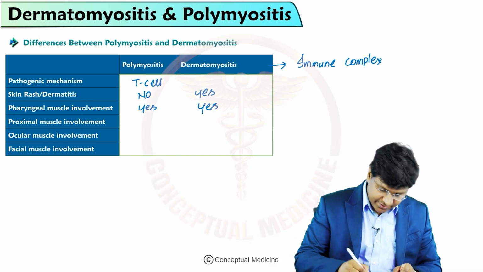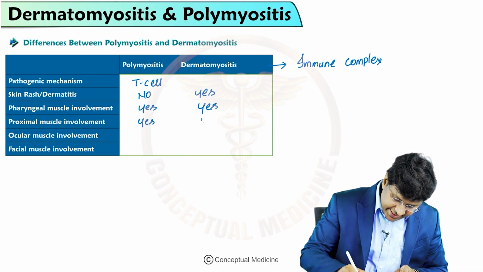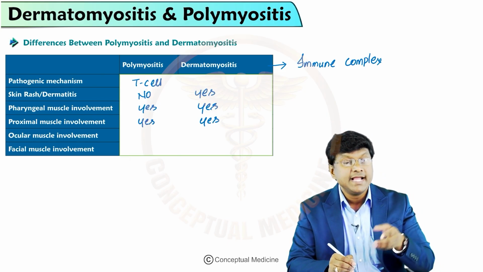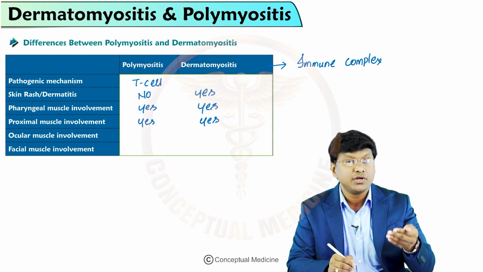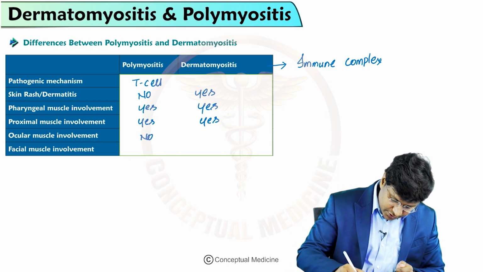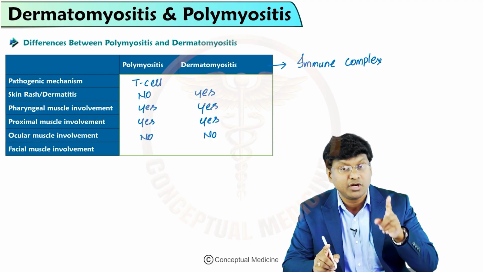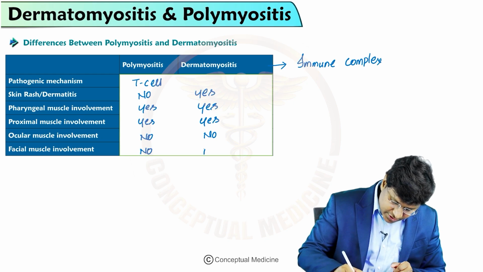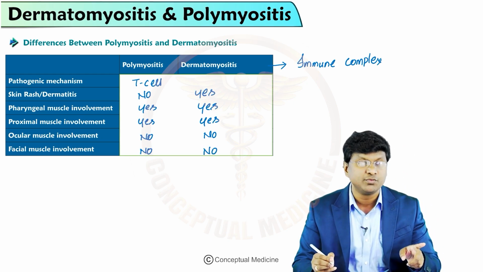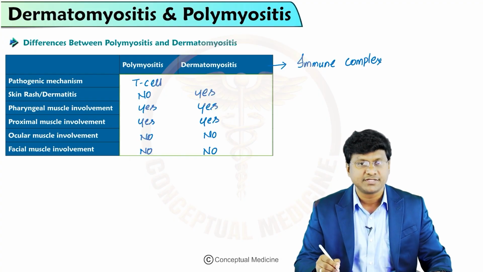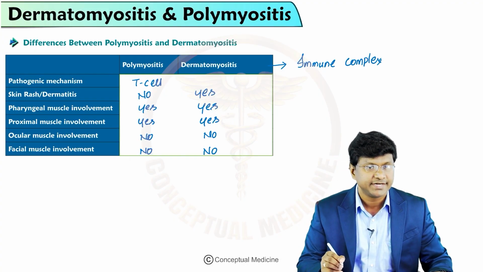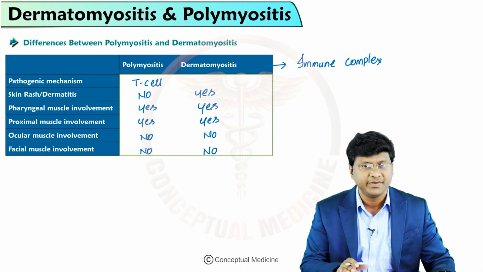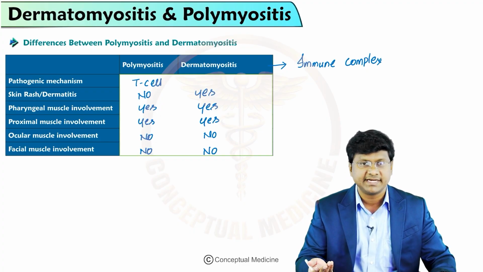And what about proximal muscle involvement? Yes, proximal muscle involvement will be there in both, right? And what about ocular muscle involvement? Ocular muscle involvement is absent in both, right? There is no ocular muscle involvement at all. And what about facial muscle involvement? Even facial muscle involvement is not there in case of polymyositis as well as dermatomyositis, right? So these are the very important differences between polymyositis and dermatomyositis.